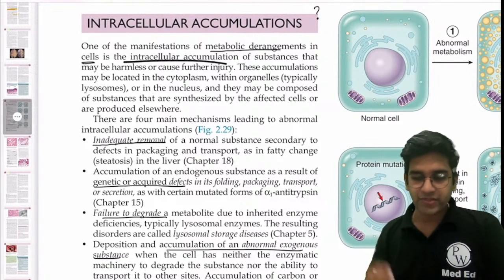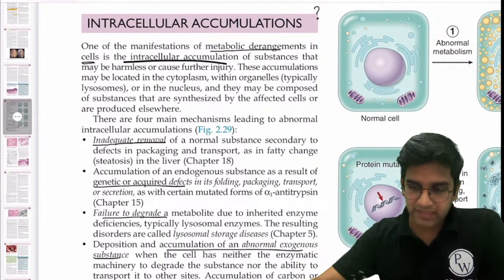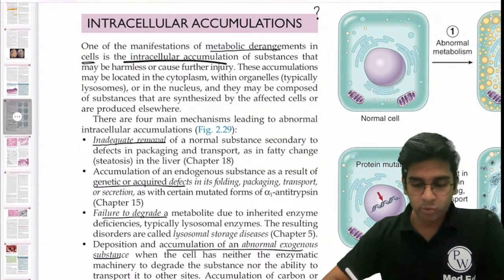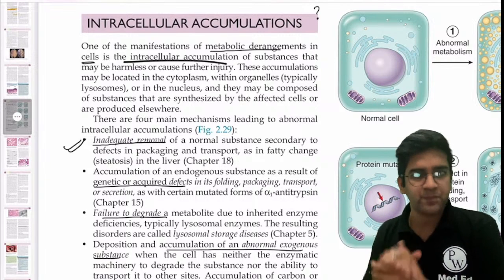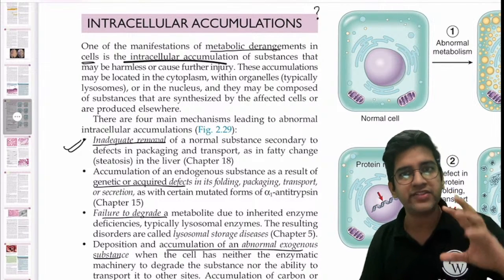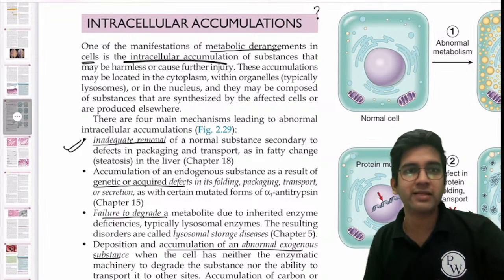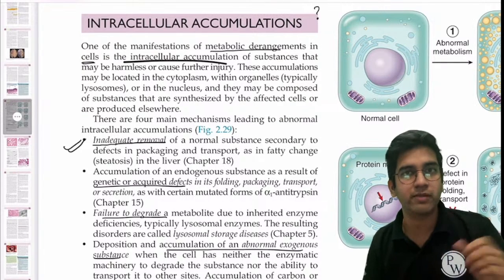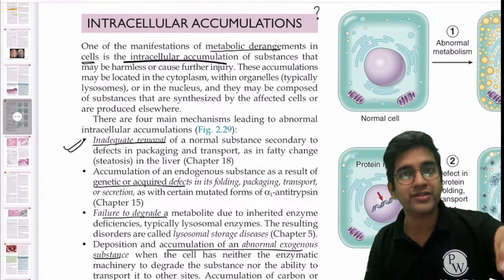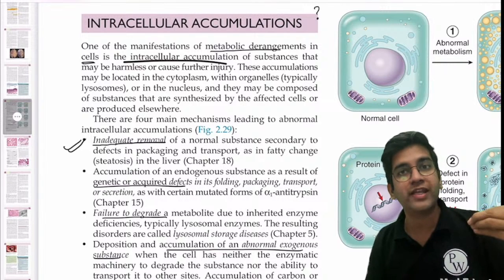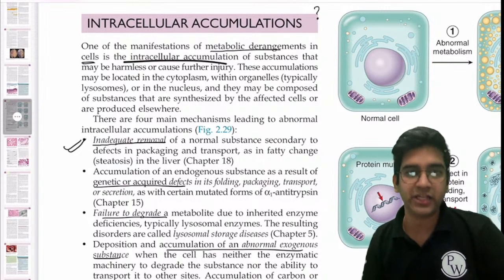There are four different possibilities. Either I can have an inadequate removal of a substance. There's some substance in my body which undergoes metabolism. Am I right in saying that normally fat will be there in the body and fat is metabolized? You must have read about beta oxidation of fatty acids in your biochemistry. It's normally metabolized. So if it's not being metabolized normally or is inadequately removed, something can accumulate.